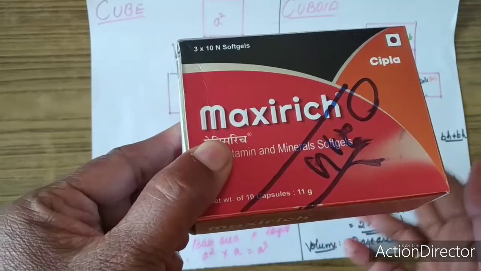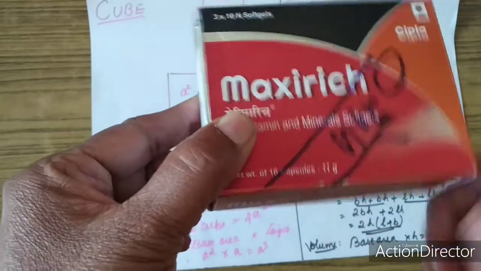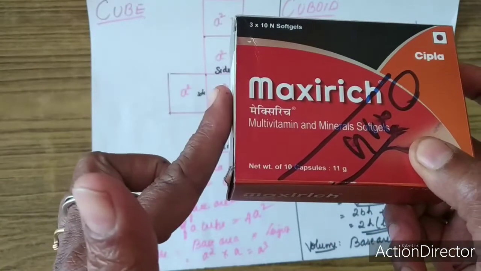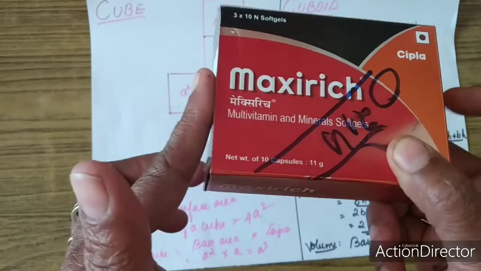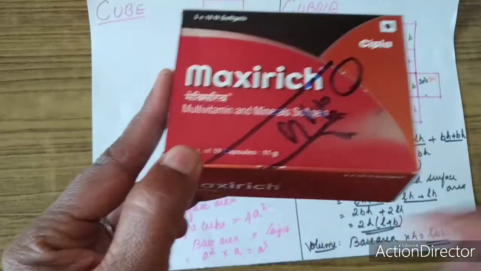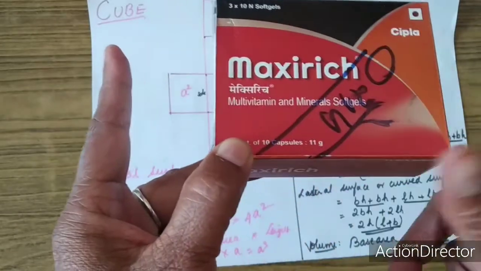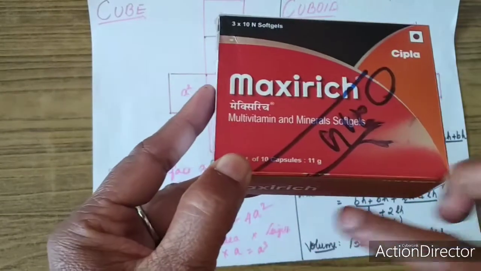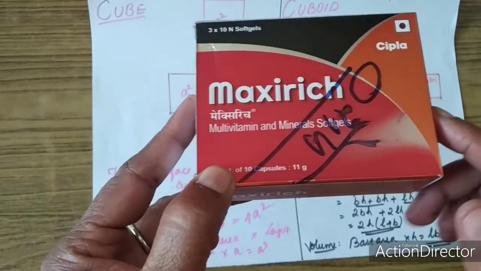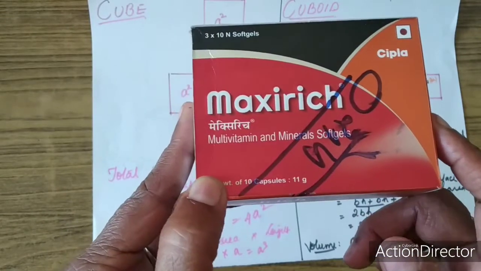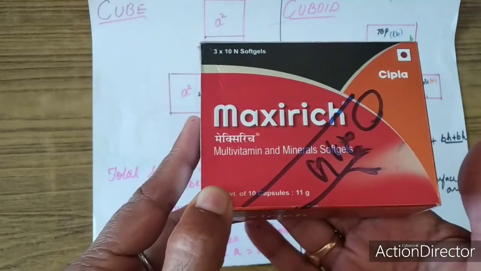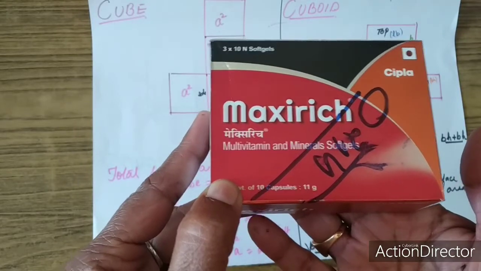When I exclude the top and bottom, I get only the remaining four side faces and front faces: 2 side faces and 2 front faces. So 1, 2, 3, 4. So you are having 4 remaining faces whose area comes to be 2h into L plus B. You remove the top and the bottom.